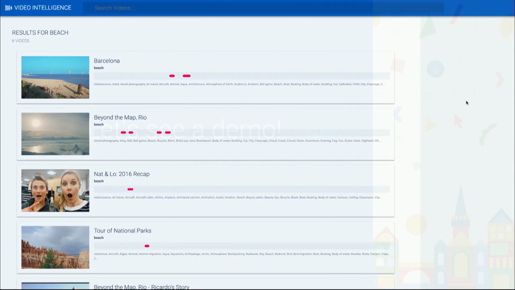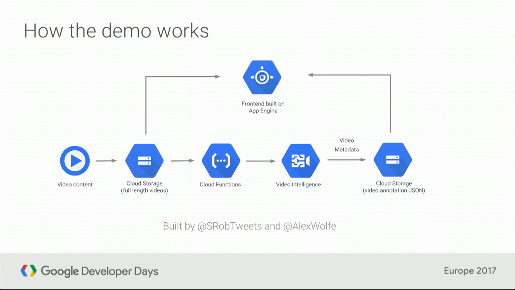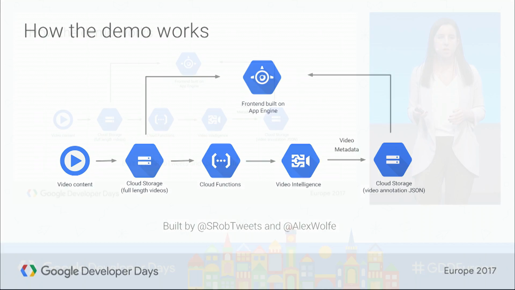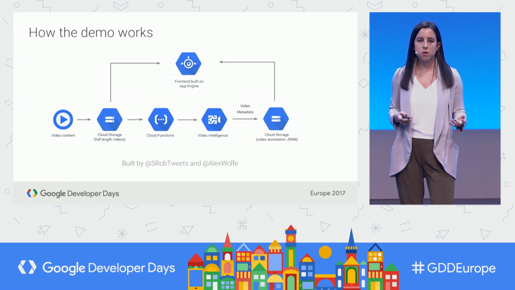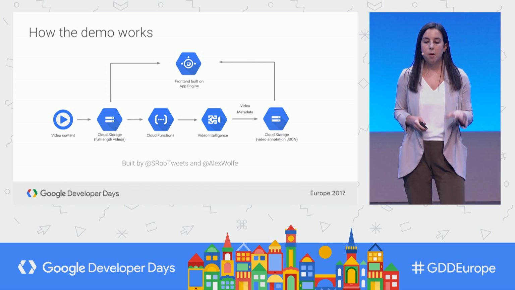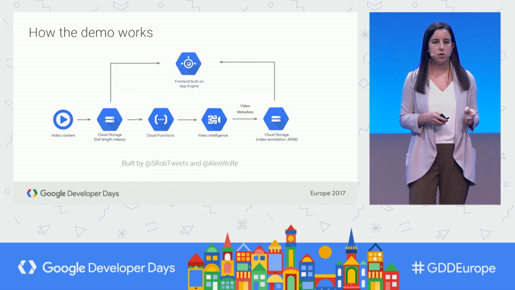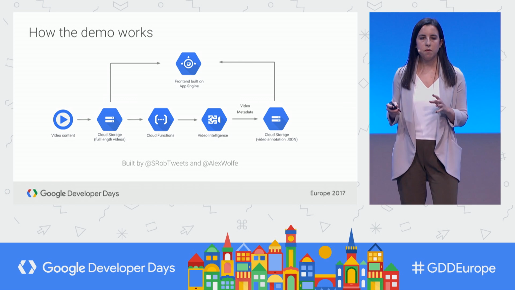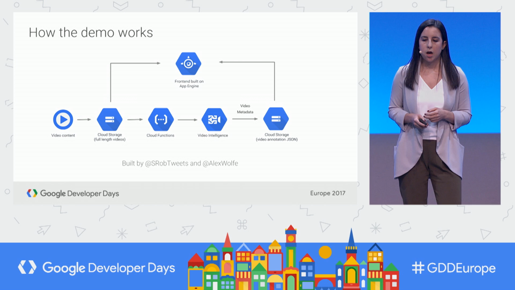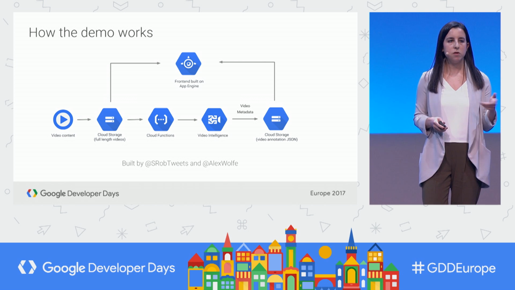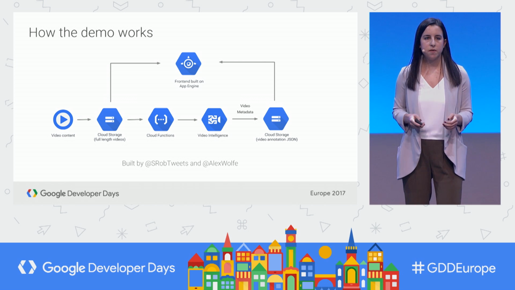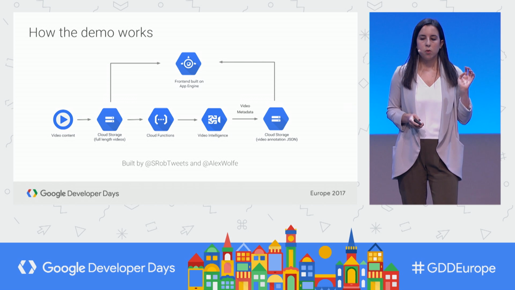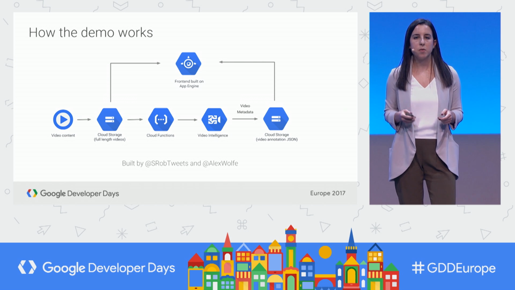Let's go back to the slides. So just briefly, I want to share how the demo works because it uses a couple of other Google Cloud Platform products as well. All of the videos are stored in a Google Cloud Storage bucket. And I've got a Cloud Function listening on that bucket. So that Cloud Function is triggered anytime a new video is added. It's going to make sure it's a video file, and then if it is, we will send it to the Video Intelligence API for processing.